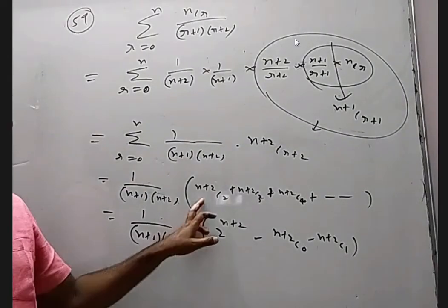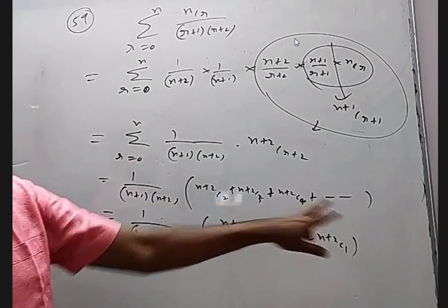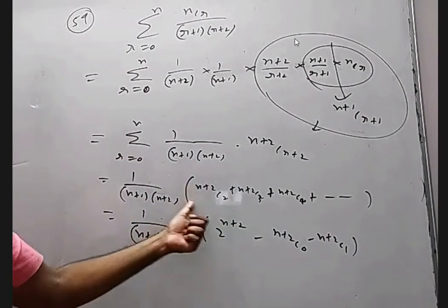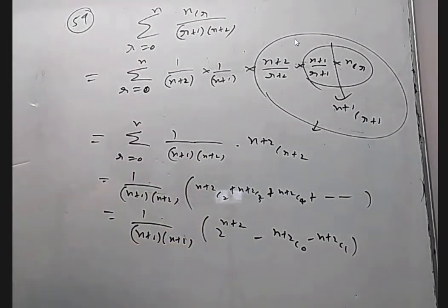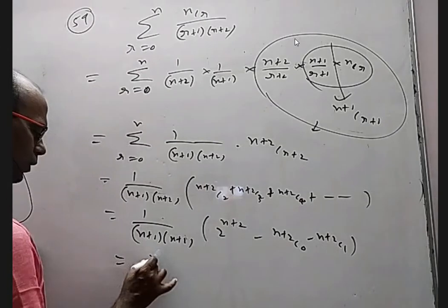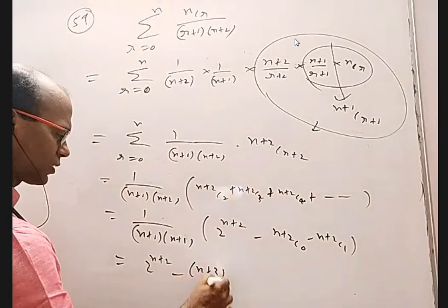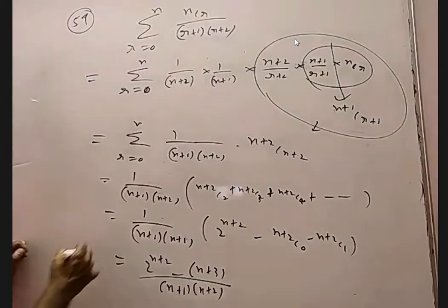Okay, from here to here, able to understand? It is all complete till the last N plus 2 C N plus 2, but two things are missing, N plus 2 C0 and N plus 2 C1. I have to add and subtract. When I add, it is the full series of N plus 2, so 2 power N plus 2, and these two are missing. That's it. 2 power N plus 2, this is 1, this is N plus 2, together N plus 3 by N plus 1 into N plus 2.